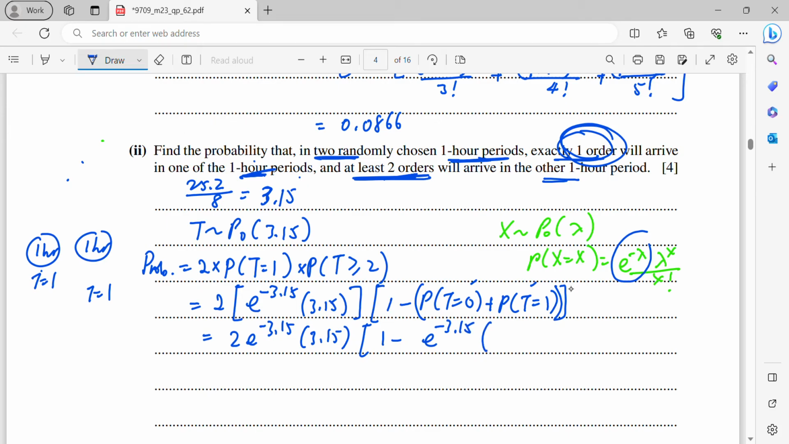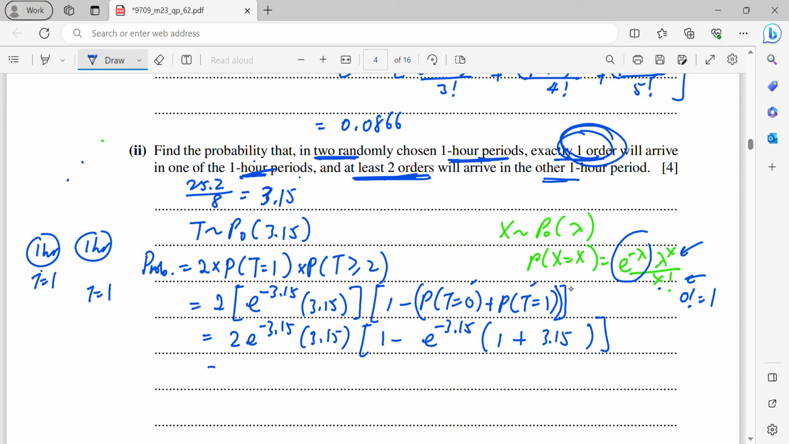Okay, then when t equals 0, now look at the formula here. Any value to the degree 0 is 1. Then 0 factorial is 1. Okay, 0 factorial is 1. That means the probability of t equals 0, after I factorize the exponential, is left with 1. Then plus P(t equals 1), which means you will have 3.15 to the degree 1 over 1 factorial.